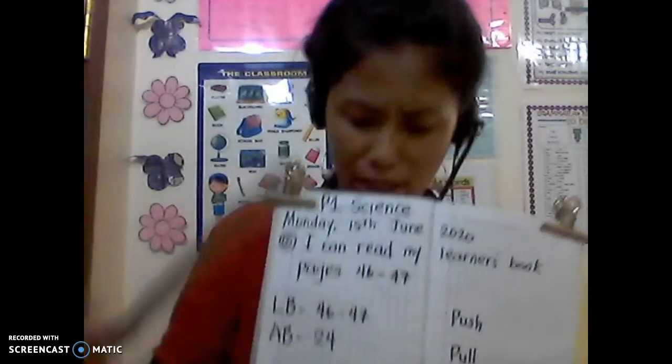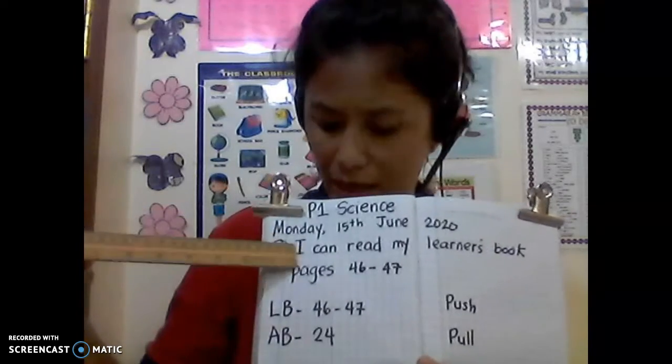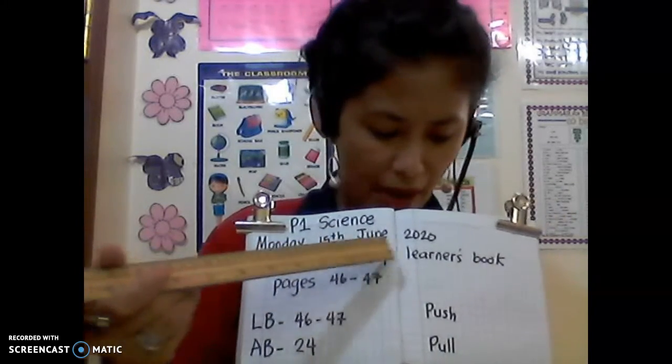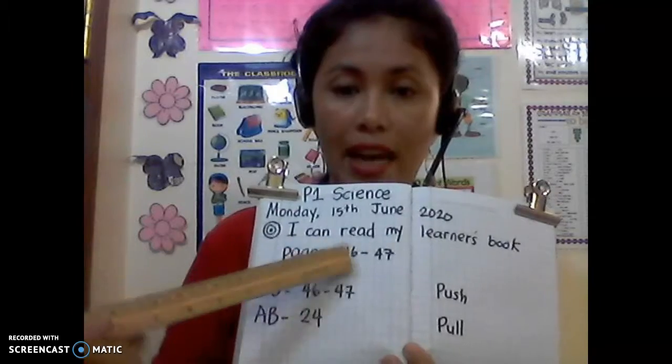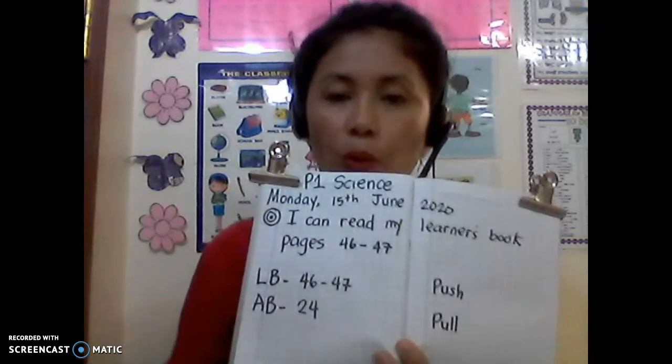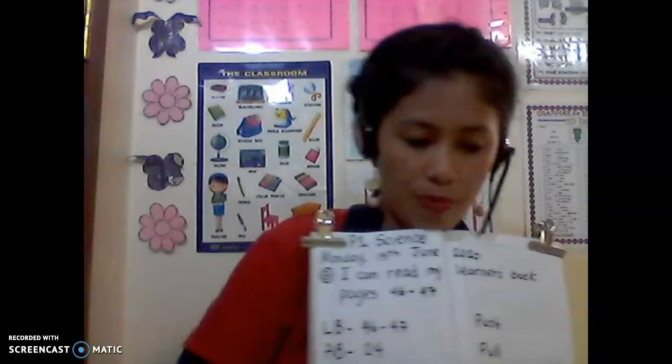Today is Monday, the 15th of June 2020. For our learning objective, or our learning target, this is the sign for learning target. I can read my learner's book, pages 46 and 47. Again, I want you to get your learner's book and open it to pages 46 and 47 like this. If you open your book, you're going to see these pictures.